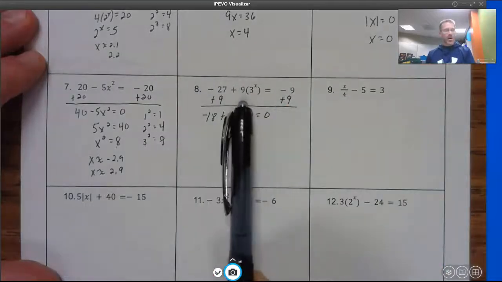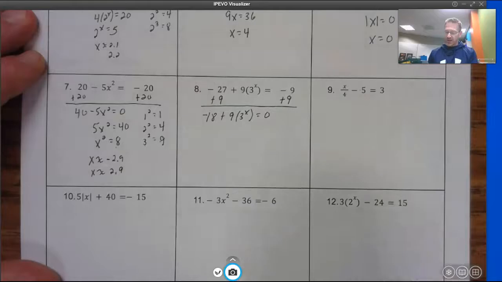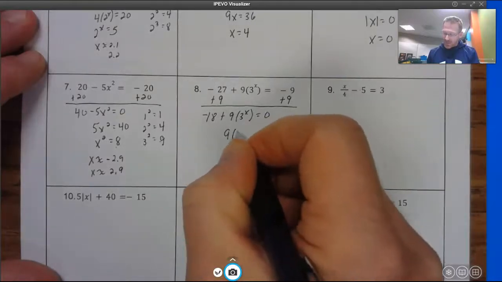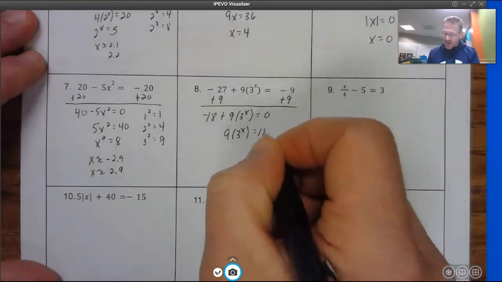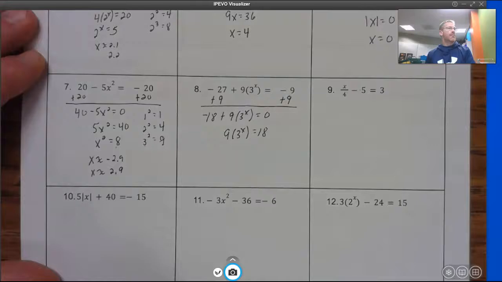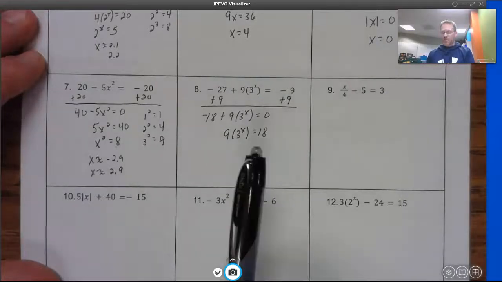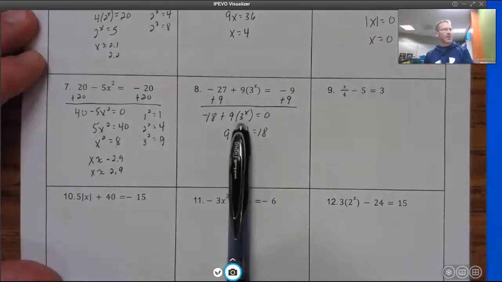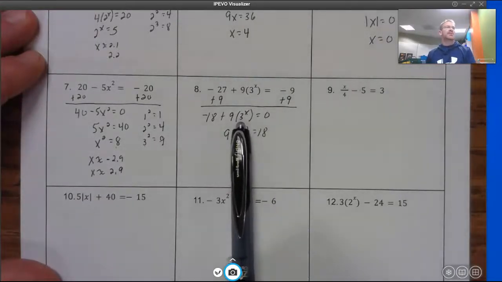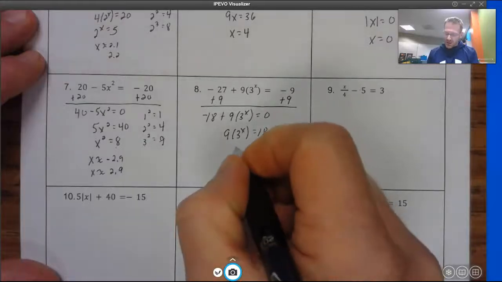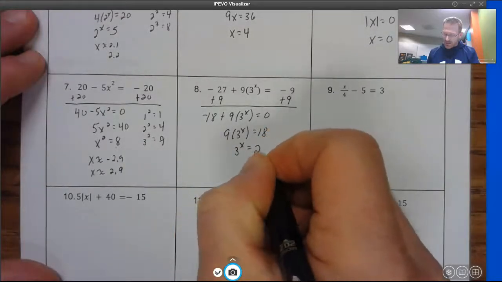And then we can use that 0 property. Negative 18 plus what is 0? And that would be 18. So 9 times 3 to the x is equal to 18. Now I'm back to that multiplication problem here. 9 times what is 18? 9 times 2 is 18. So I get 3 to the x is equal to 2.